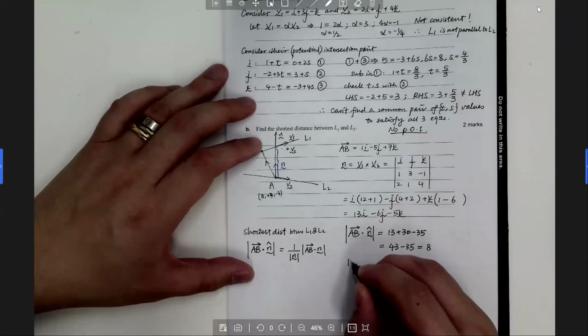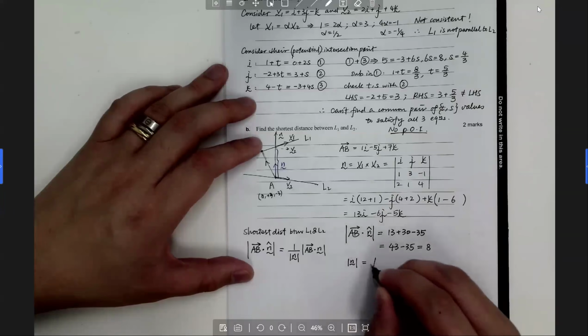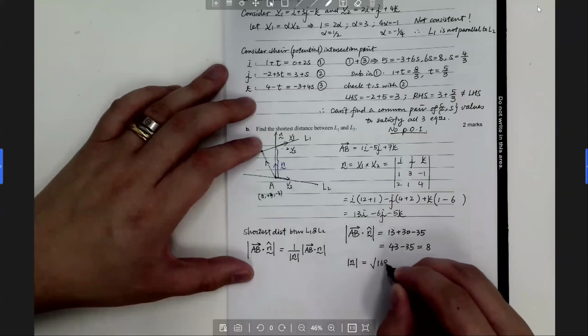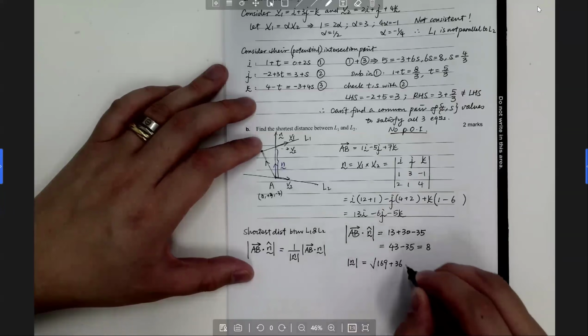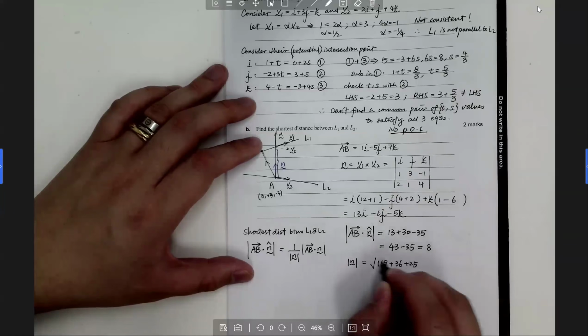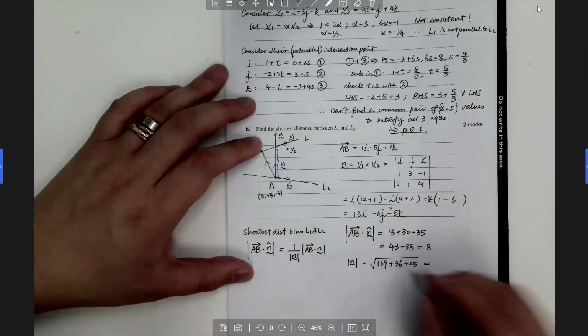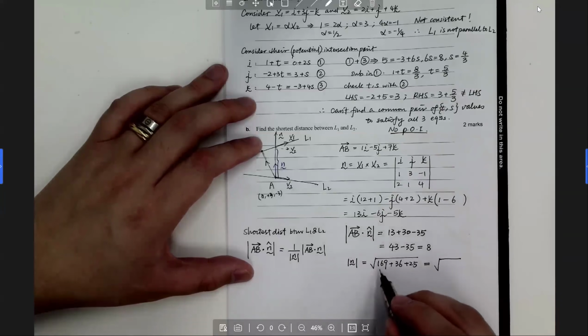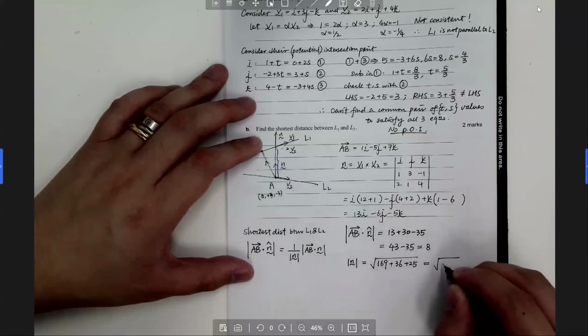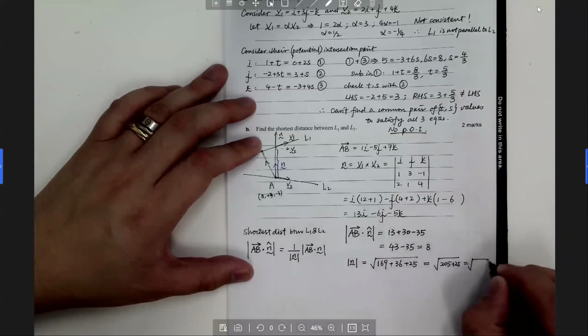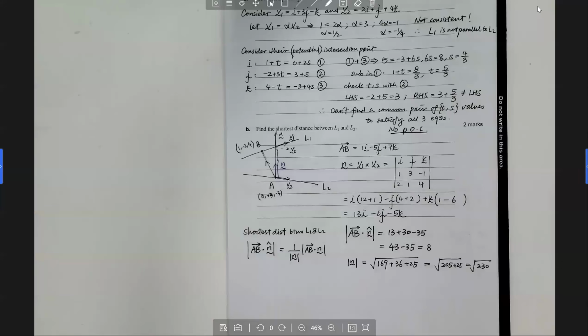And then the magnitude of n is the square root of 13 squared, 169 plus 36 plus 25. So you will get, for example, the square root of, this is like 205 plus 25. So it's the square root of 230, okay? And then we can just chuck them into the formula and see what's happening, okay?